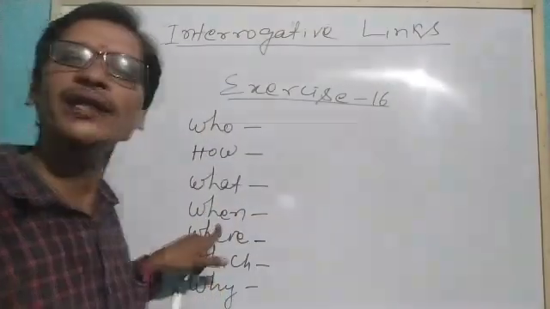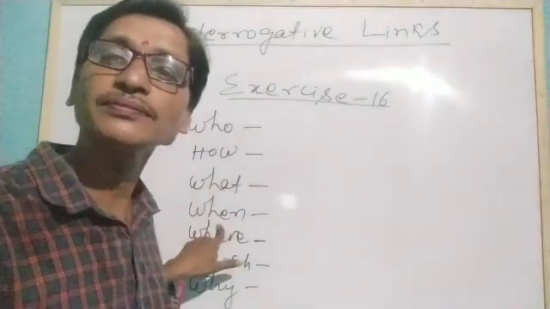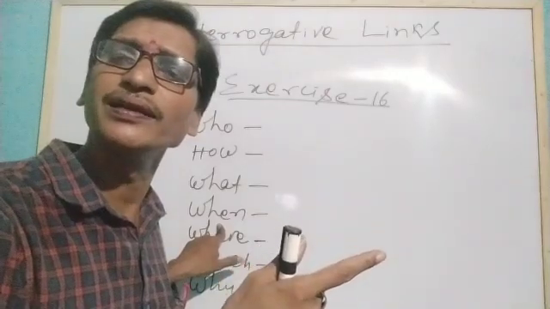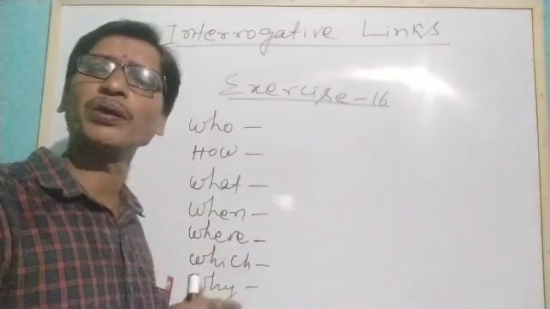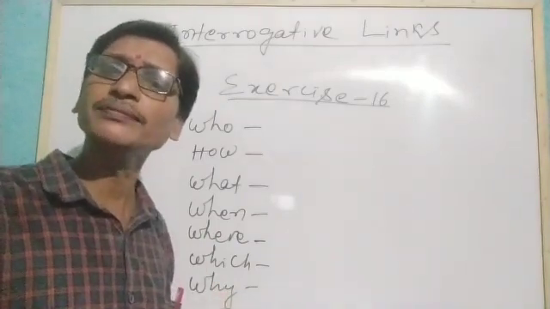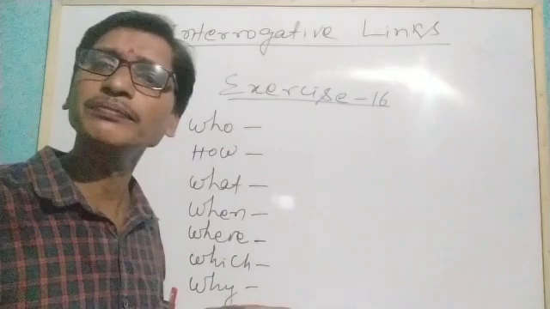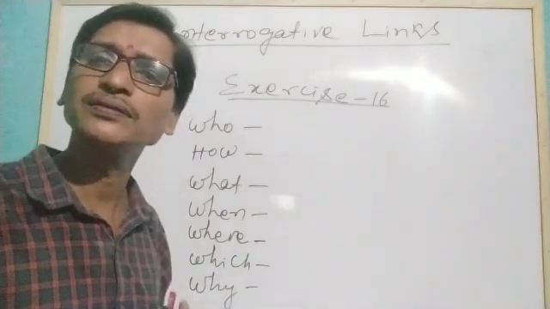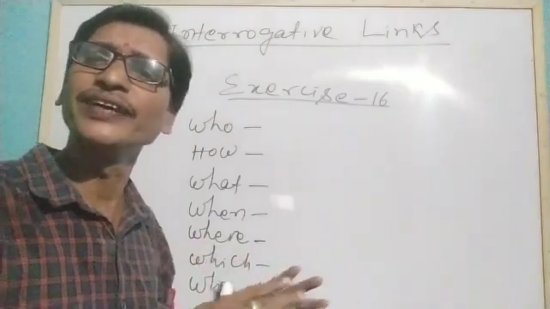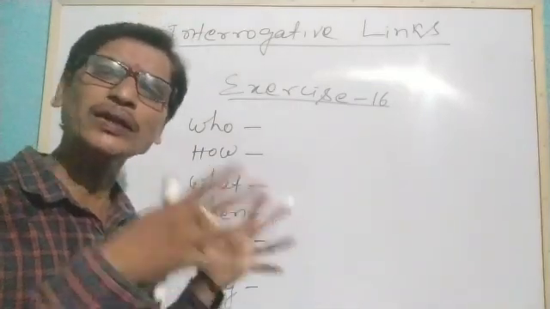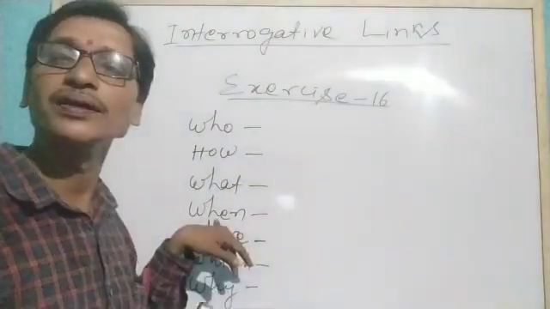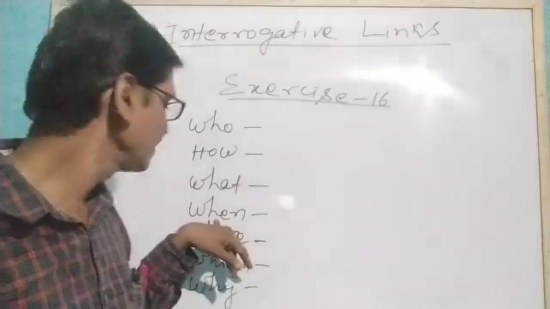Similarly, we use when to know about the time. When do you go to your school every day? When did you return from Bhubaneswar yesterday? When will the train come to go to Bhubaneswar? When did he finish his work? So when we want to know about the time, we use when to make question sentences.